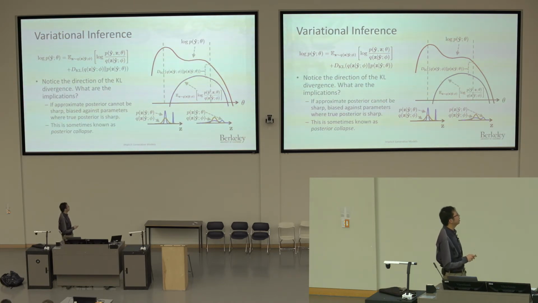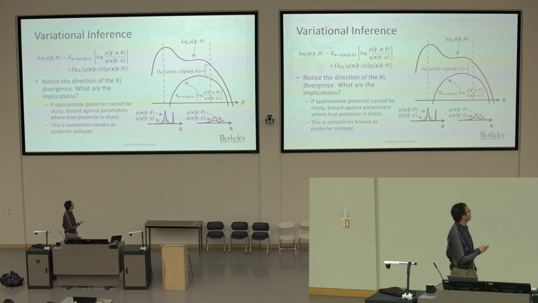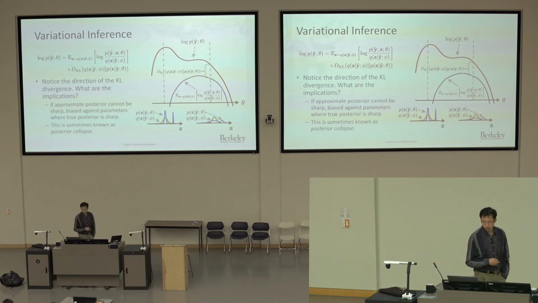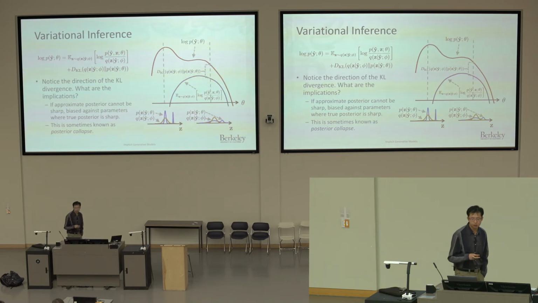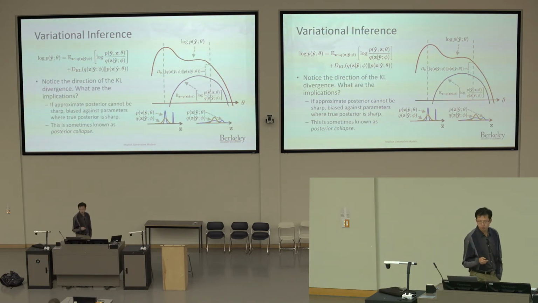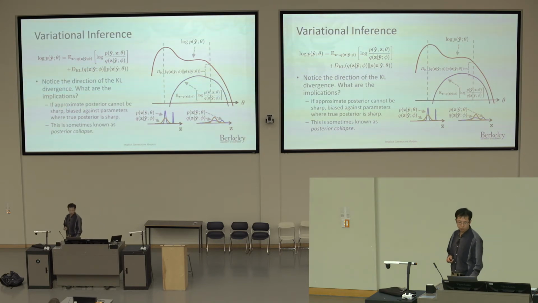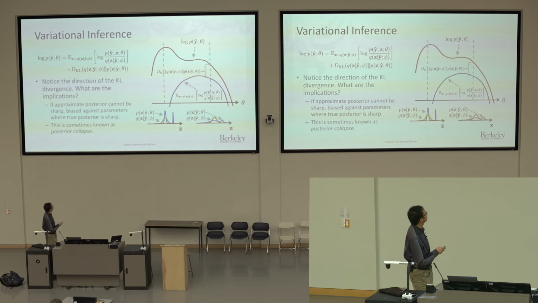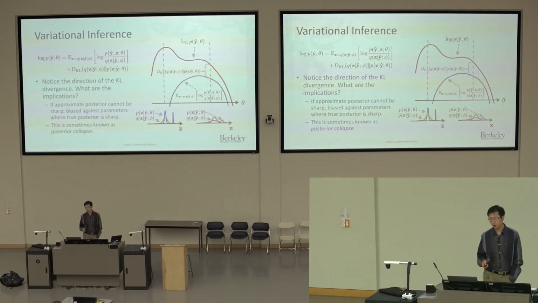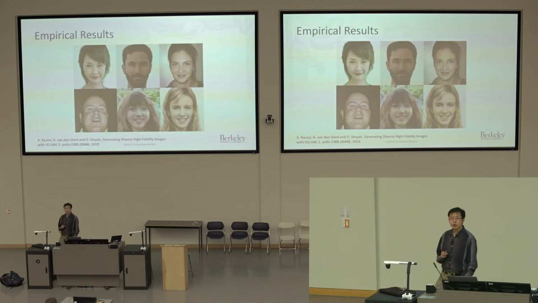So you have a smaller KL divergence, and this is the situation when your true posterior is actually quite broad, and your approximate posterior can model some modes of the true posterior. This sort of bias is basically what leads to the parameters that you estimate being biased against where the posterior is actually sharp. You would actually prefer a location of parameter space where the true posterior is not very informative. In the literature, this is sometimes known as posterior collapse. Any questions?